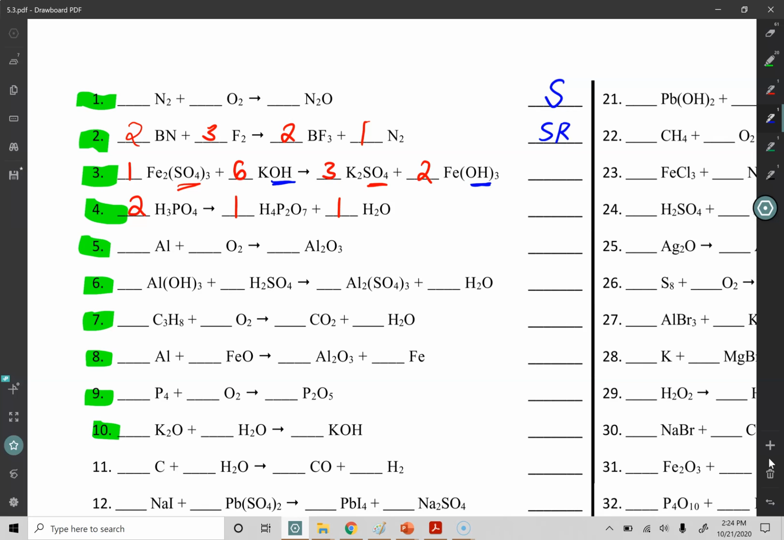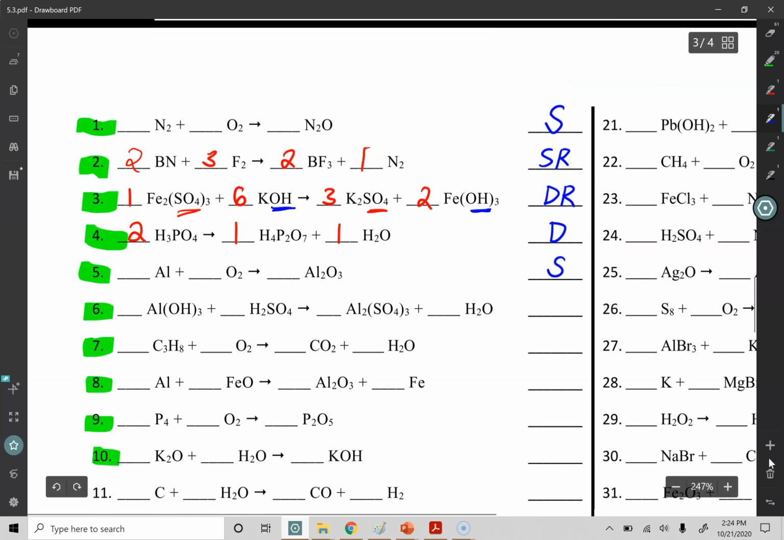All right, let's see how you did. 2 compounds on both sides of the equation. Number 3 is a double replacement reaction. I got a single reactant, multiple products. I would argue this is best classified as decomposition, given what we know. Multiple reactants, single product, synthesis. We've got compounds on the reactant side, compounds on the product side, double replacement.